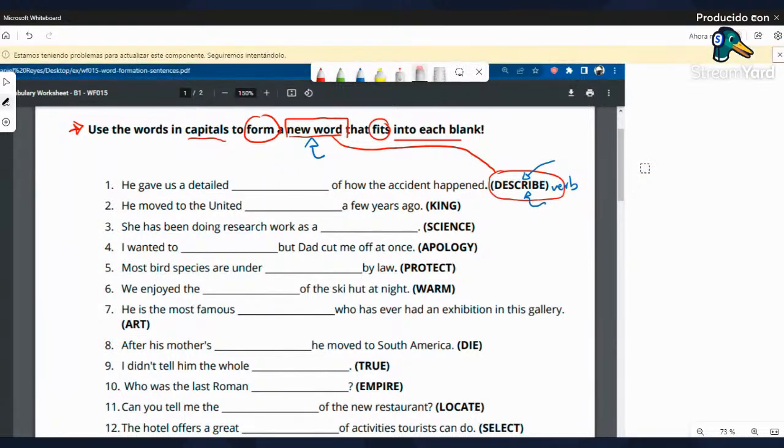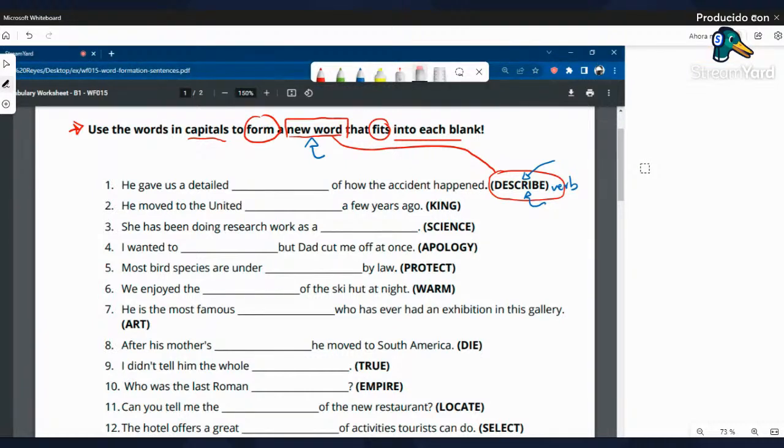I need to add a suffix or a prefix in order to make it work, in order to make it functional in my sentence. So it says here, he gave us a detail, and the best word that comes to mind for me is a noun. I need a noun out of this word. What is the noun for describe? Description. So I have to add "tion" here. Description. He gave us a detailed description of how the accident happened.